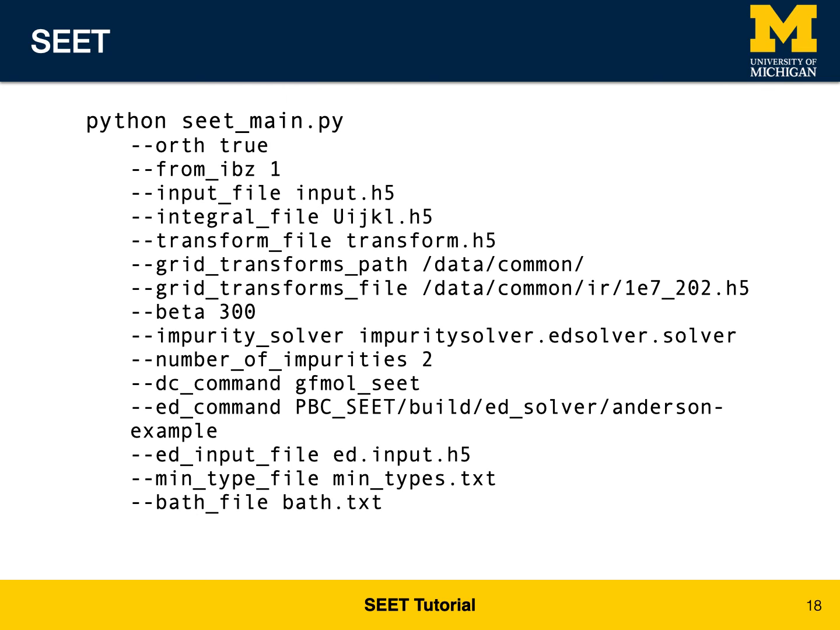Then we need to specify the double counting command. Here I call this gfmolset executable, and then also the exact diagonalization command that we want to run, because we choose the impurity solver to be the ED solver. If you choose a different one, these last 4 parameters will be different.